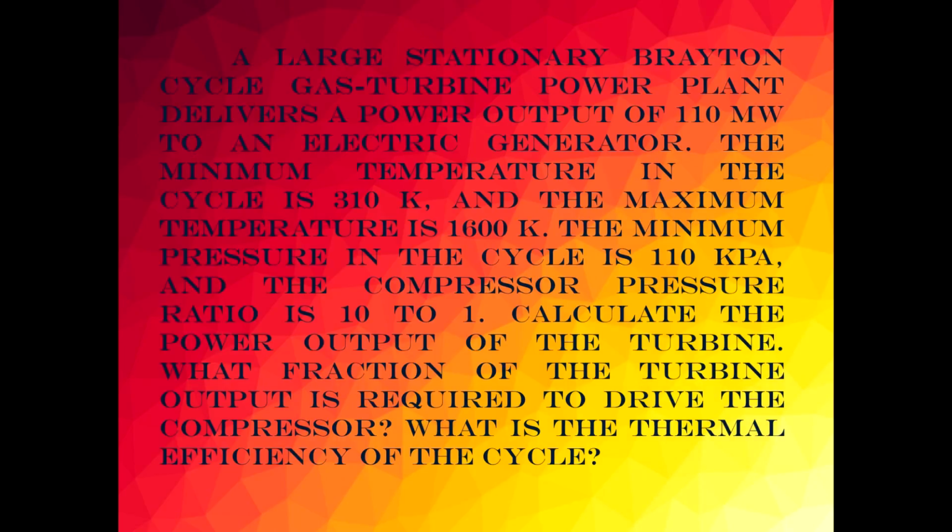A large stationary Brayton cycle gas turbine power plant delivers a power output of 110 megawatts to an electric generator. The minimum temperature in the cycle is 310 Kelvin and the maximum temperature is 1600 Kelvin. The minimum pressure in the cycle is 110 kilopascal and the compressor pressure ratio is 10:1. Calculate the power output of the turbine. What fraction of the turbine output is required to drive the compressor? What is the thermal efficiency of the cycle?